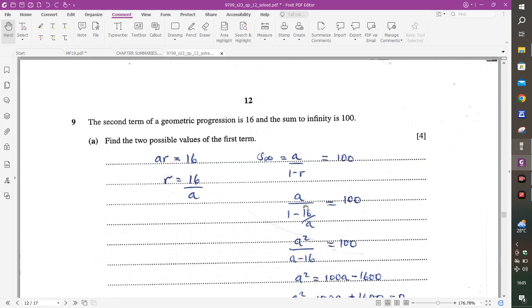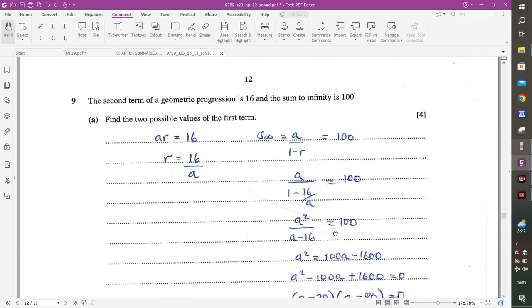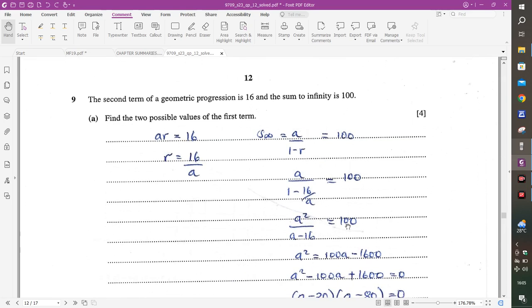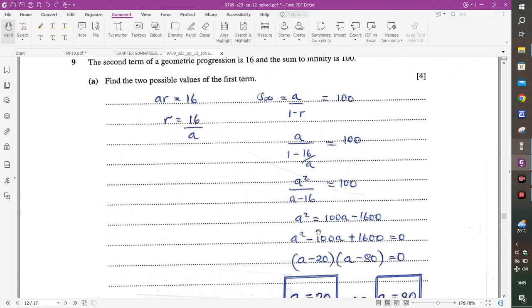So where there is R, I put 16 over A. Taking the LCM, down here we shall have A minus 16 over A, but that A will go up, it will somersault, and then it will find this A up here, so they will multiply, and then you have A squared over A minus 16, which is equal to 100. Then you can cross multiply, so this A will multiply with this 100, so you get 100A, then 16 with 100, you get 1600. So bring everything onto one side, you form a quadratic equation.